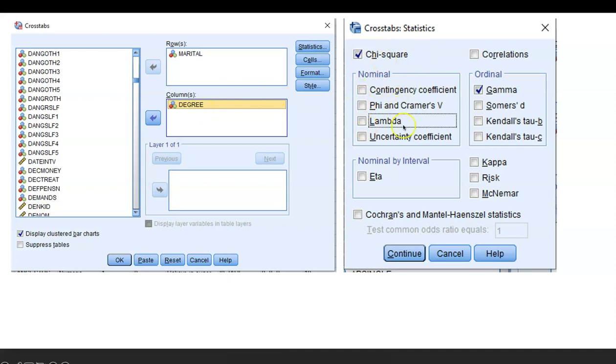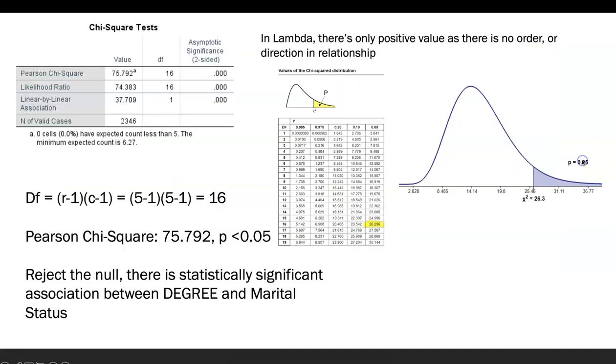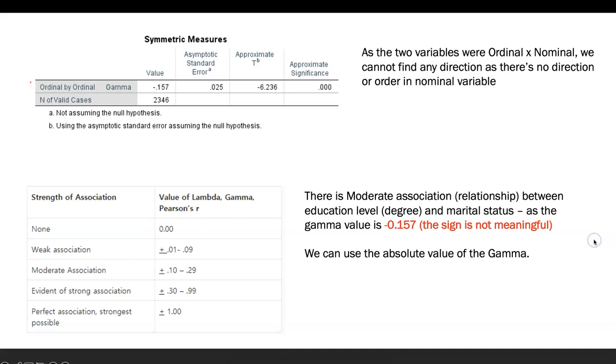For the chi-square, instead of lambda, because we are using an ordinal variable, we are using gamma. So again, the degrees of freedom is 16. We can find 16 here at 0.05, 26.296, which means 26.3 is the critical region. So 75 is bigger than the critical value. So we would reject the null hypothesis, saying that there is a statistically significant association between degree and marital status.